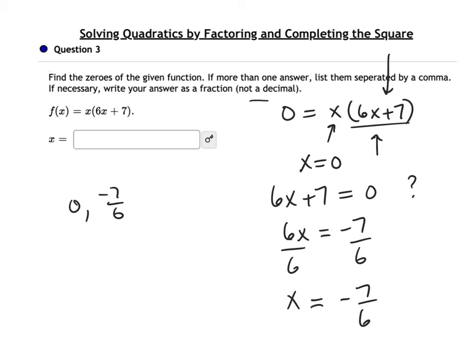Just to point out, you can pretty easily see that -7/6 is a 0, because if you put -7/6 in place of x, the 6's cancel, and -7 plus 7 is 0, and 0 times anything is 0.